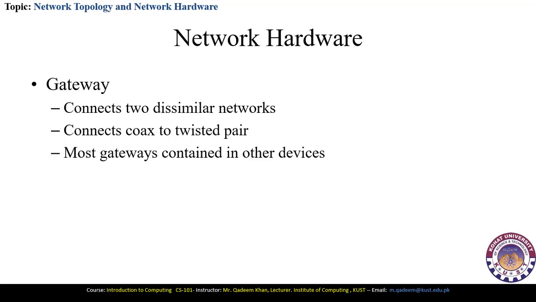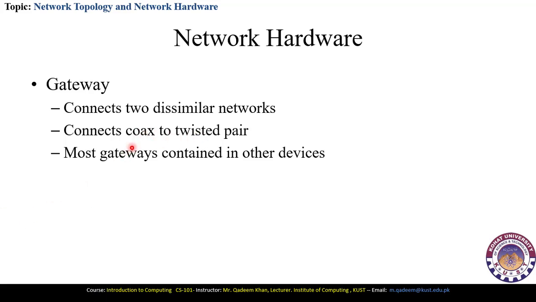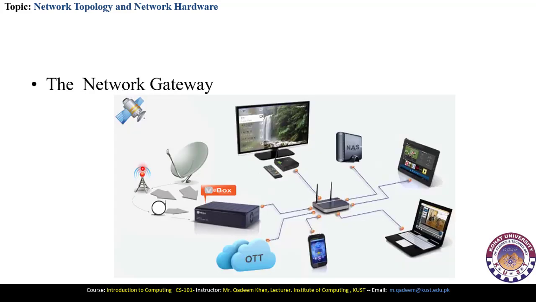Another network hardware is the gateway. A gateway connects two dissimilar networks. It means that if there are two dissimilar networks, one a wired network and another a wireless network, these two are different networks. So a gateway is used to connect different networks. For example, connecting coaxial cable to twisted pair cable, because they are two different cables. That's why this hardware, called the gateway, connects two different media. Most gateways are contained in other hardware devices as well, as built-in gateways. This is an example of the gateway.